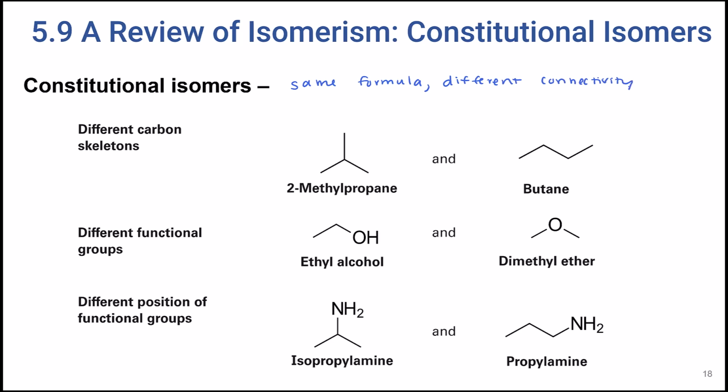So we have different carbon skeletons, where we have 2-methylpropane versus butane. We can have different functional groups, alcohol versus an ether, or we can have different position of the functional group. So below are 2 different amines. One of them is an isopropylamine, and the other one is a propylamine. So we've just shifted where the amine group goes.